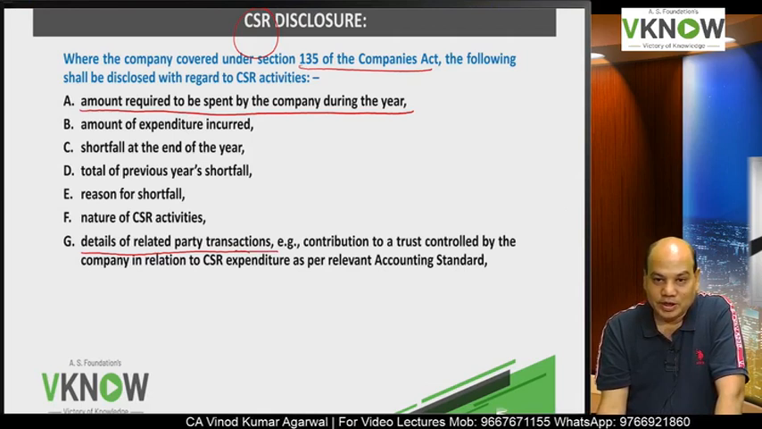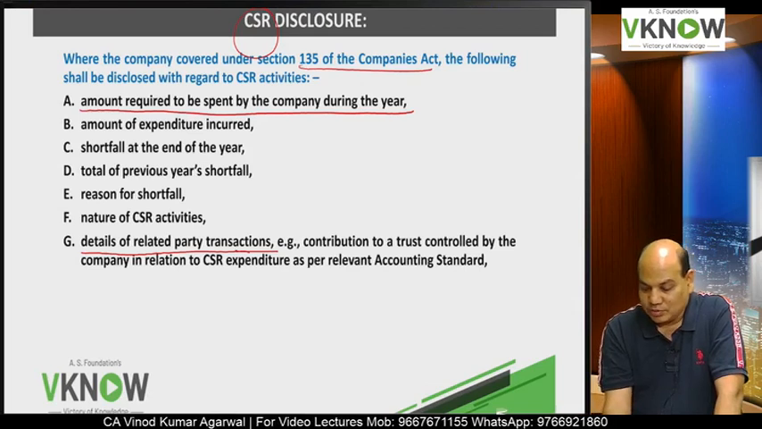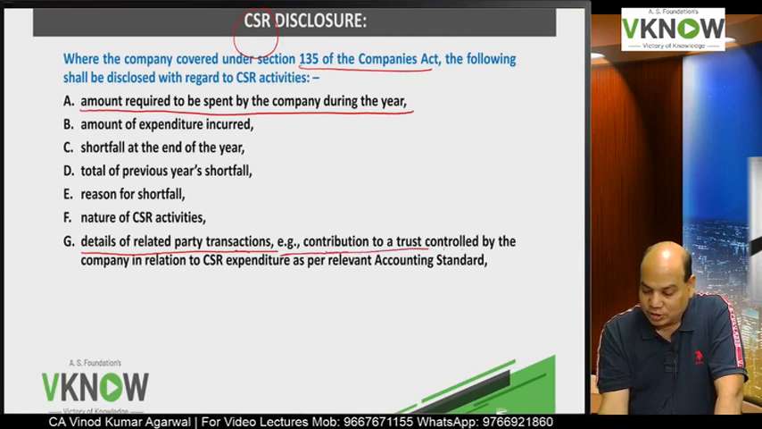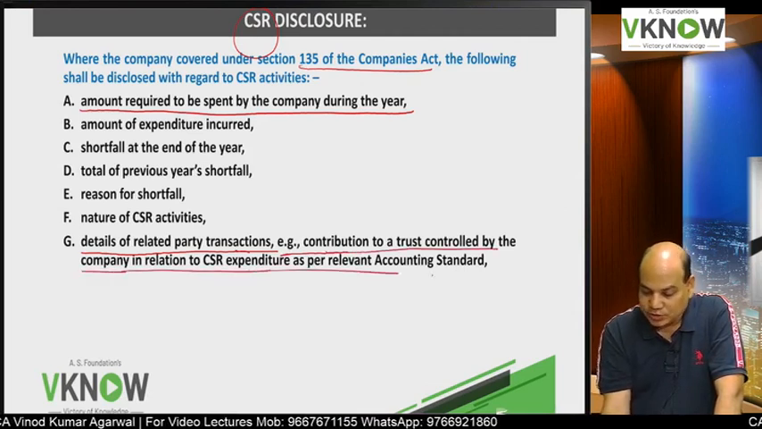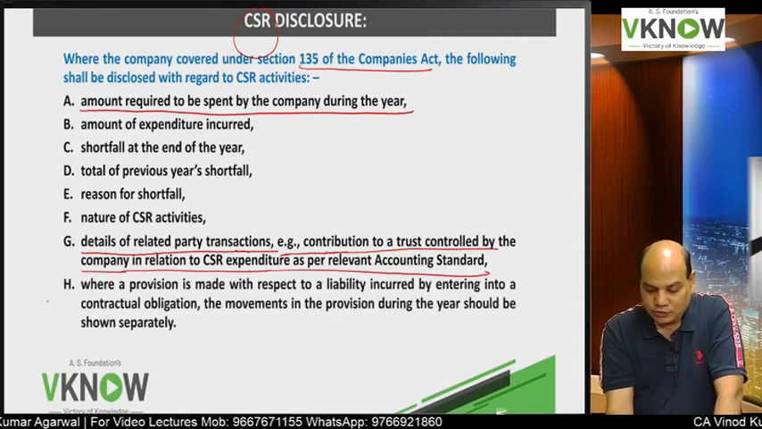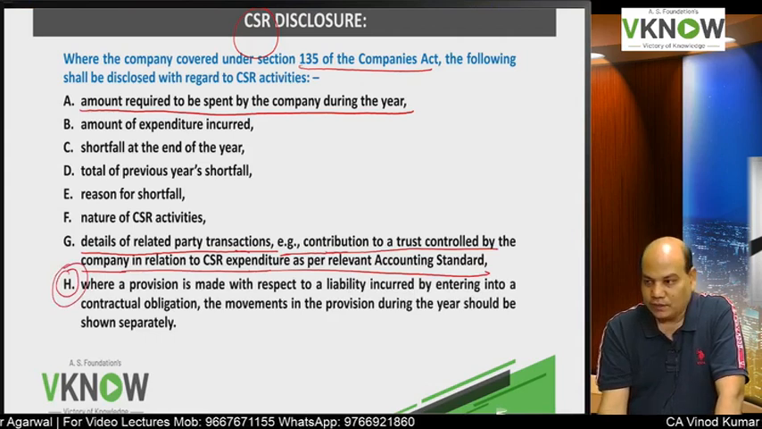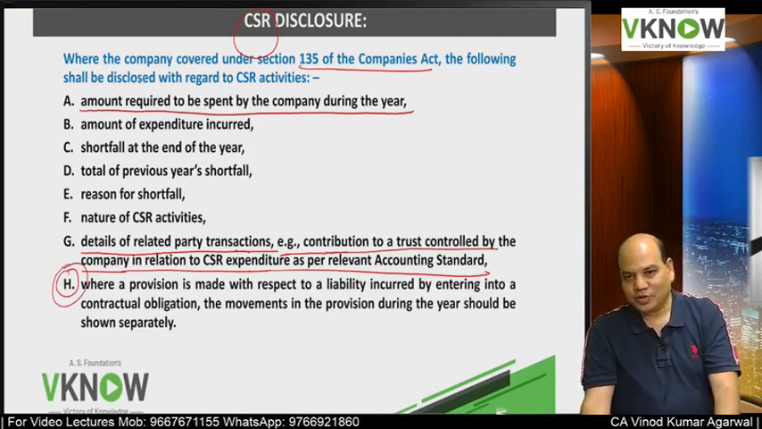Details of related party disclosure, and they are forcing you to make that payment. It's a requirement. So you have to disclose any payment to related party, contribution to a trust controlled by the company in relation to CSR expenditure as per the relevant accounting standard. So that is now an official channel to siphon off the funds from the company. So in some cases, not every time.